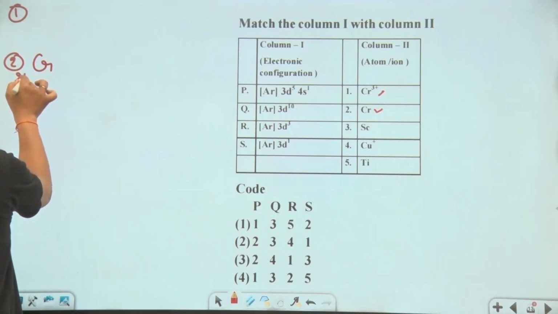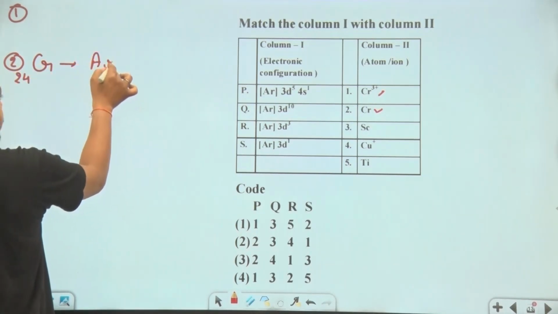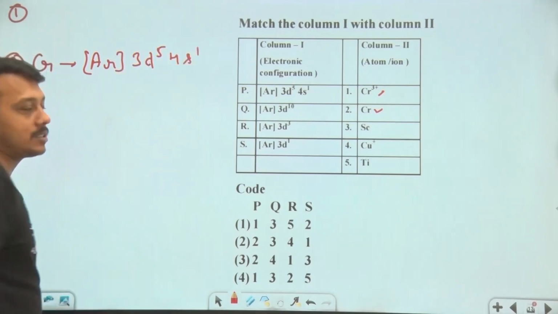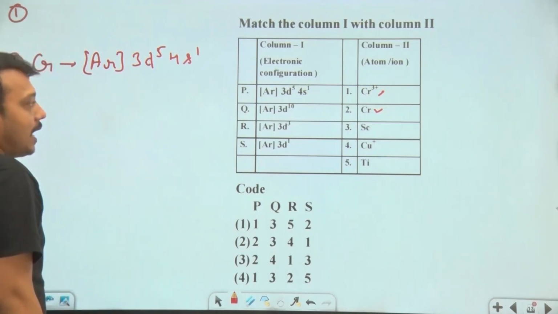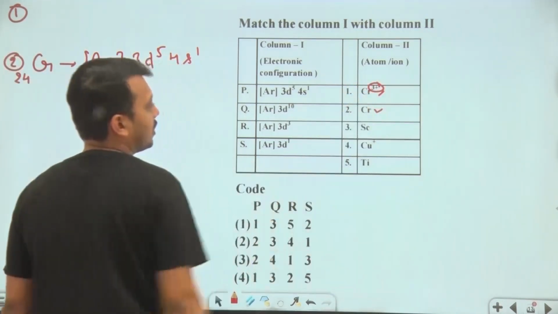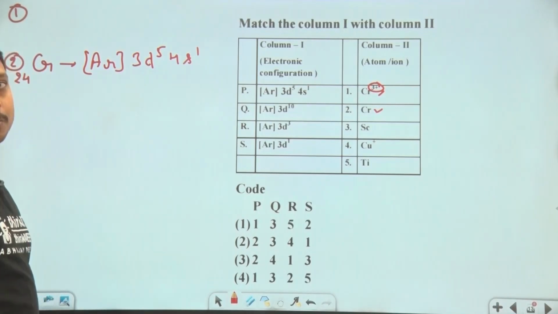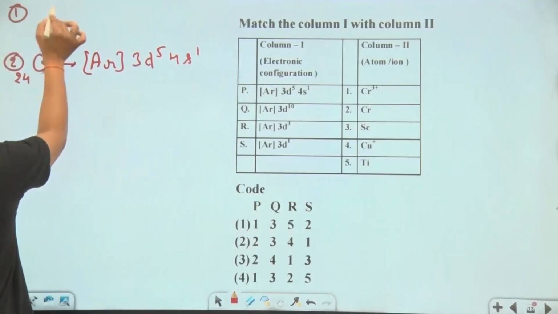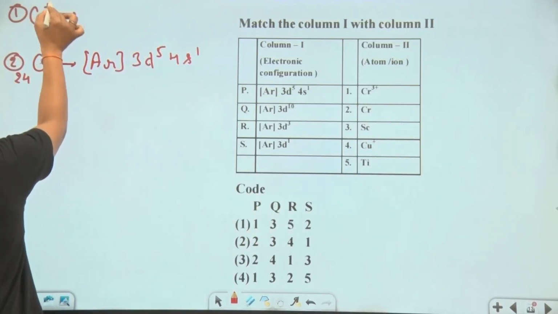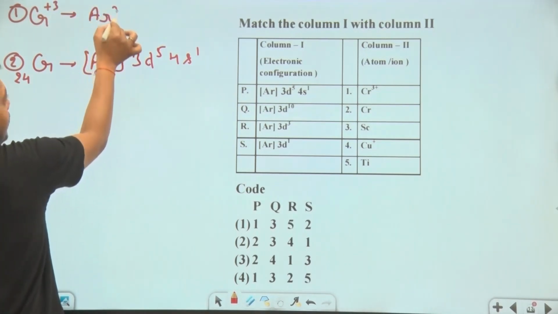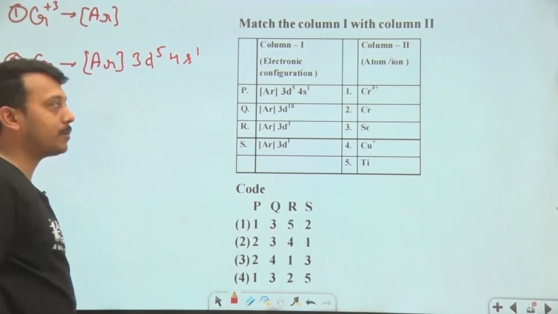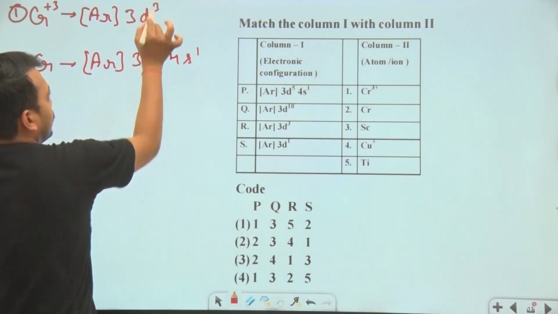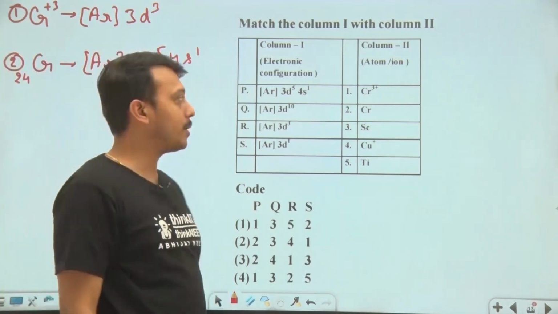The atomic number of chromium is 24 and its electronic configuration is argon 3d5 4s1. Actually this is the exceptional electronic configuration. For chromium plus 3, we have to remove 3 electrons. So its configuration is argon, with 1 electron removed from the 4s orbital and 2 from the 3d5. So we get 3d3 as the electronic configuration for chromium plus 3.